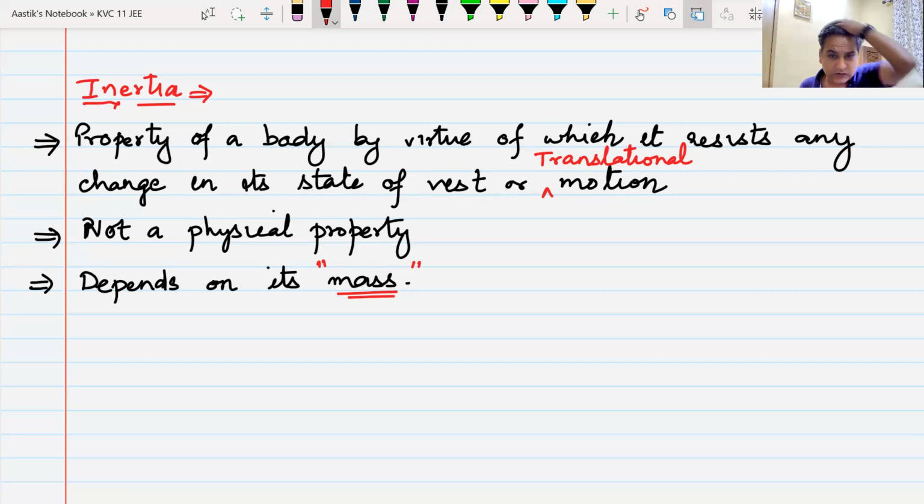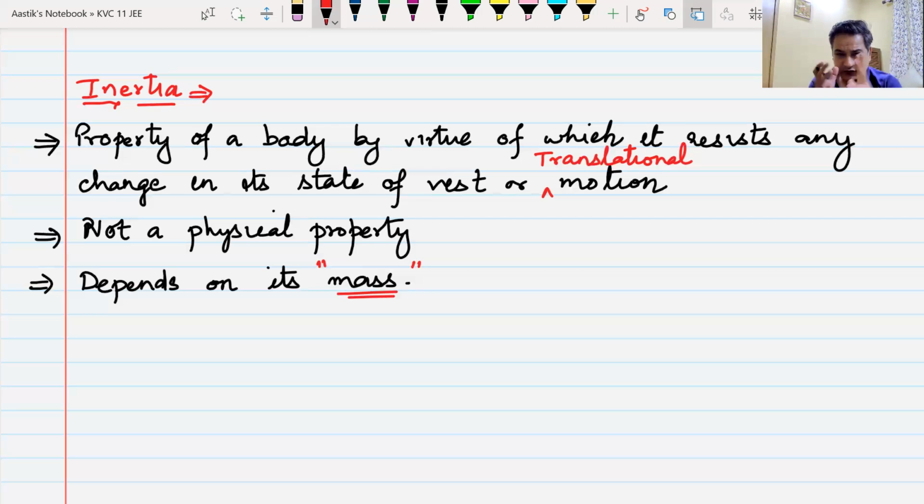Inertia in itself does not have any physical significance. It has no unit, no dimension. What is the dimension of inertia? Nothing. What is the unit of inertia? Nothing. But yes, you can measure the inertia of a body, or the inertia of the body depends on its mass.